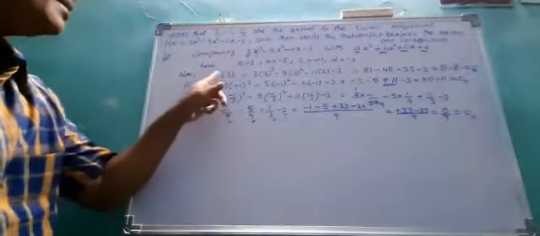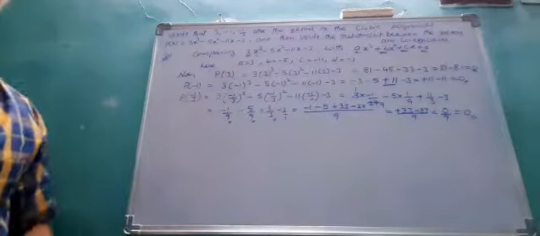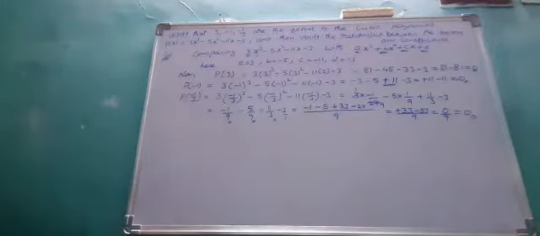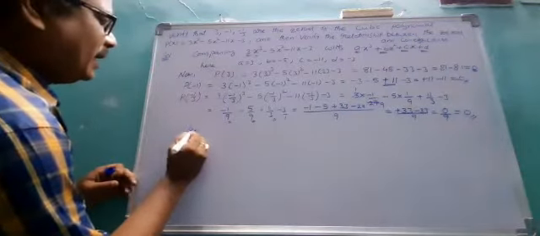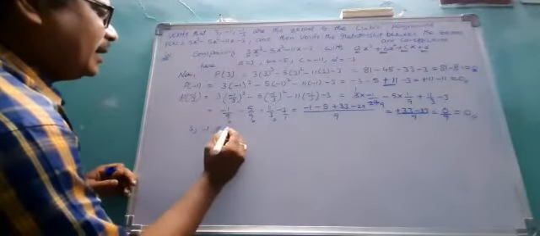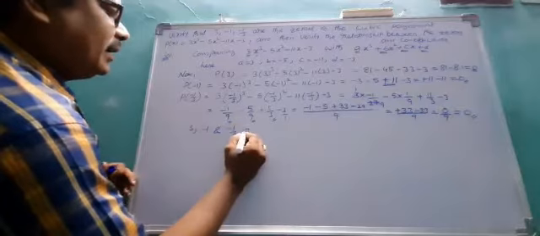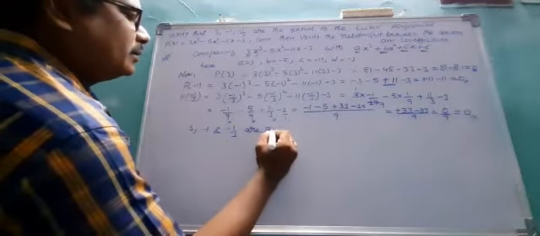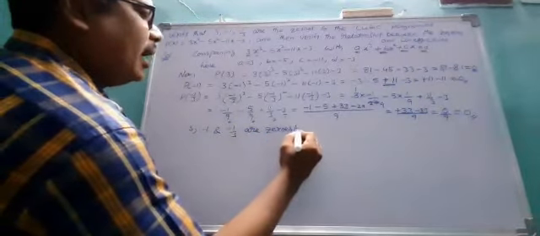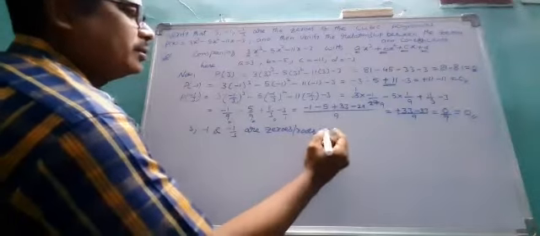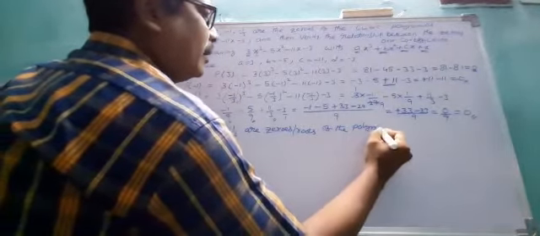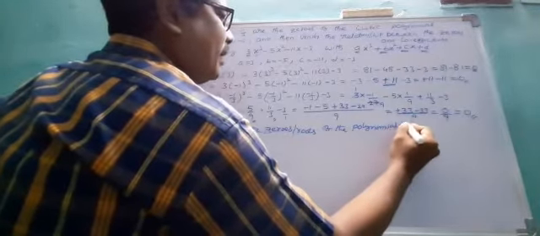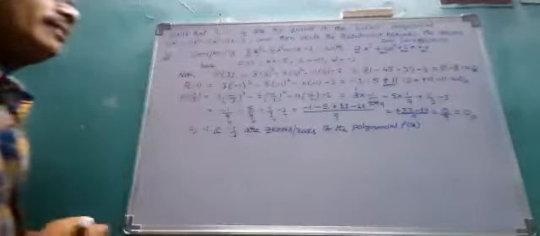That means this 3, minus 1 and minus 1 by 3 are zeros of the polynomial. So therefore 3, minus 1 and minus 1 by 3 are zeros or roots of the polynomial P of x.